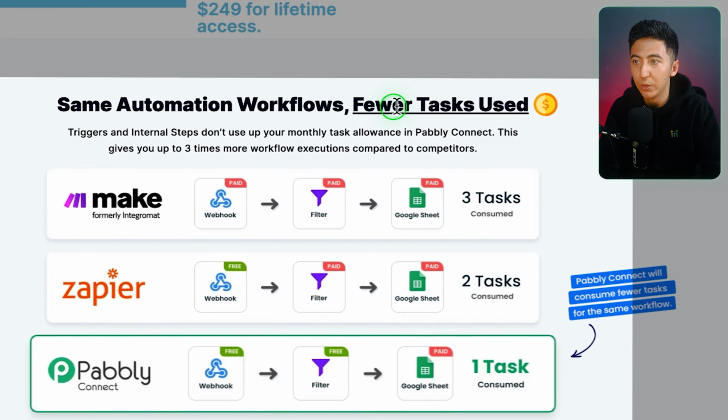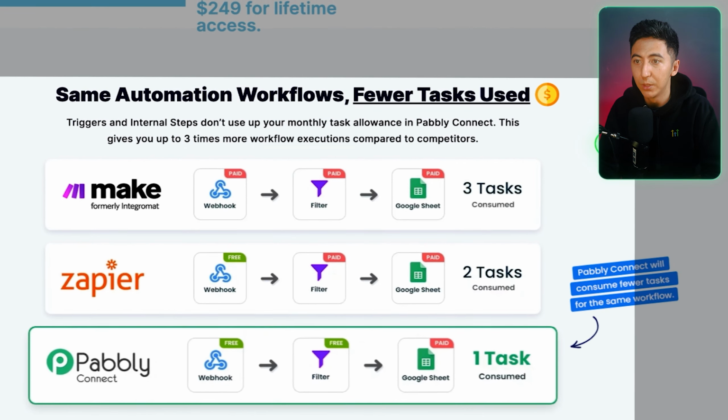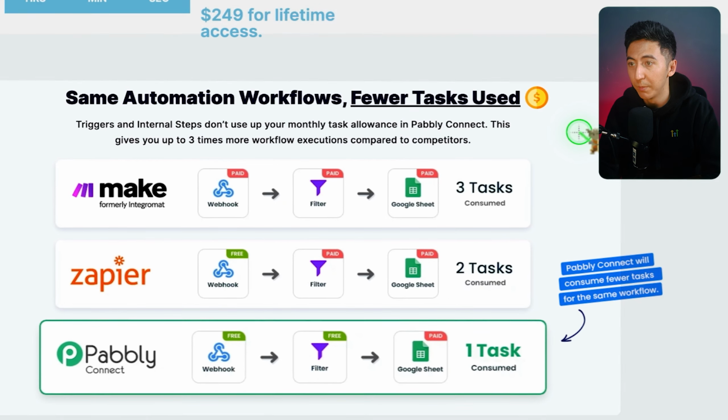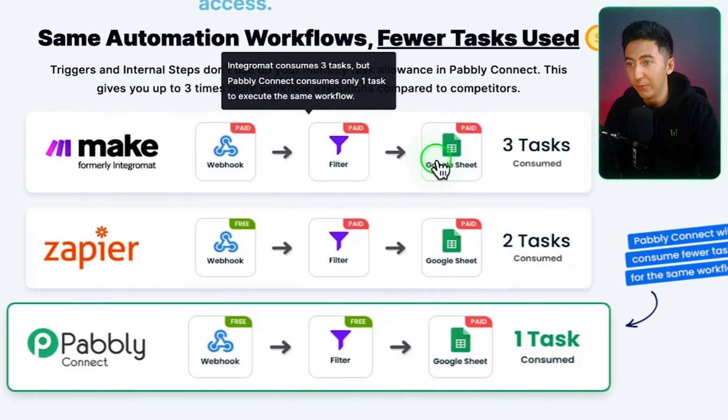Same automation workflows, fewer tasks to use. So triggers and internal steps don't use up your monthly task allowance in Pabbly Connect. This gives you up to 3 times more workflow executions compared to competitors. So Make, which is another type of integration tool that's a little bit more complex to understand, but also an affordable option. It shows that you'd have to pay for the trigger, then you'd have to pay for the filter, and then you'd have to pay for the action.